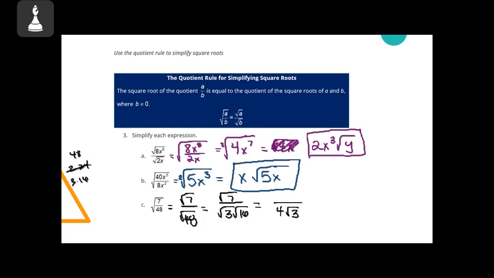Now, technically, this is not proper form, but I have not learned the rule yet for what to do with it. So we will show you a little later what we actually do here. So in math, you cannot leave a square root in the denominator. So again, this is technically not proper form, but for now, this is all we know to do.